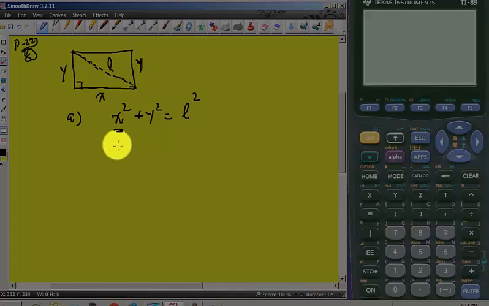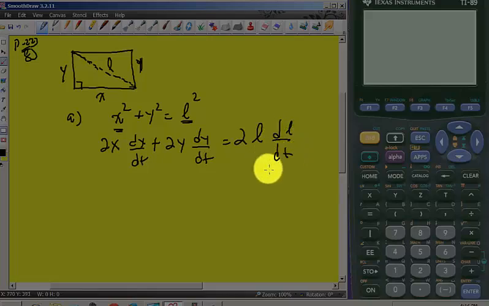Okay, we're going to take the derivative of this. I'm going to take the derivative of x squared, and I'm going to get 2x dx/dt plus 2y dy/dt. And then when I take the derivative of L squared, I'm going to get 2L dL/dt. And that is the relationship between the change in x versus change in y versus change in L, which is the length of the diagonal of this rectangle.